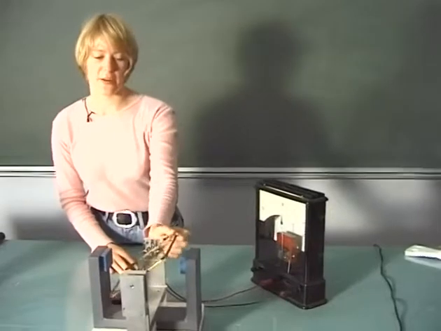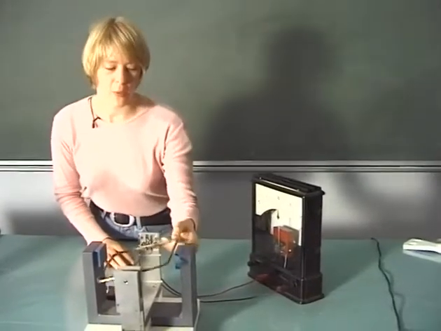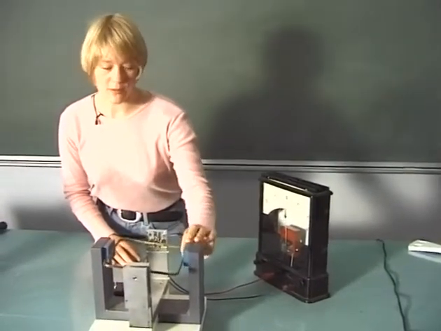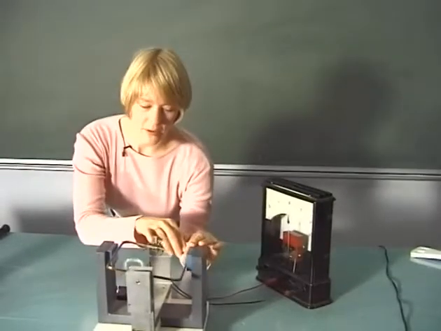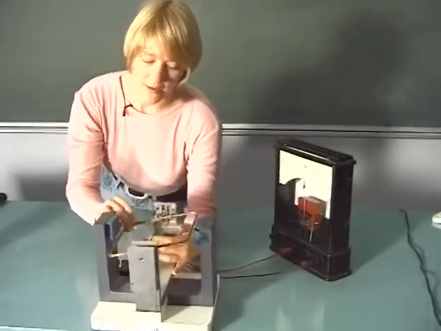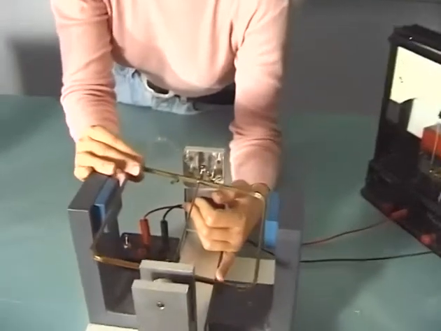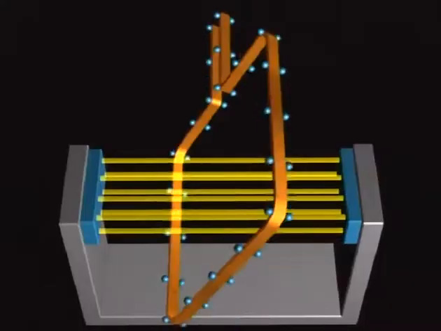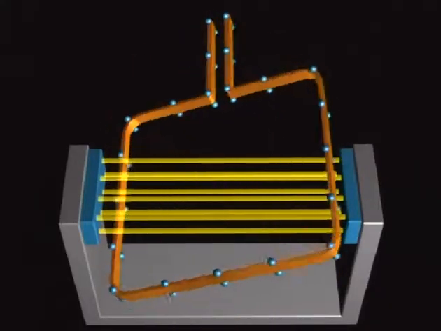However, you can see that there's going to be a problem here because when this side cuts past the north pole of the magnet, the current will go one direction, and when it comes around here and cuts past the south pole, the current will go the other direction. This will give us alternating current.